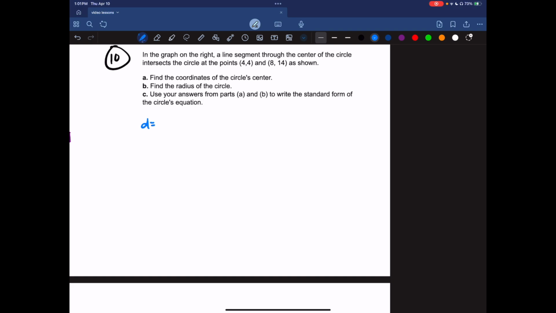So that's going to be 4 minus 8 squared plus 4 minus 14 squared. Okay. And that's going to be 4 minus 8 is going to be -4, so it's going to be 16 plus 4 minus 14 is -10, so it's going to be 100. Okay, so it's going to be 116, square root of 116. Okay. That's the diameter. Okay, so let me see if I can reduce this.